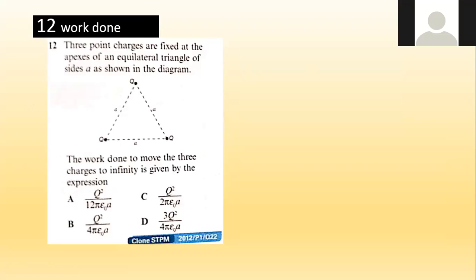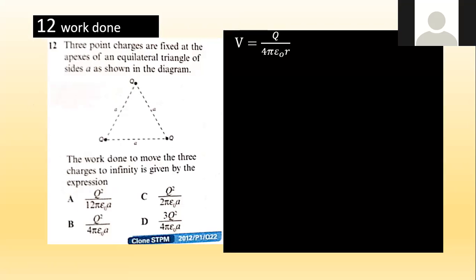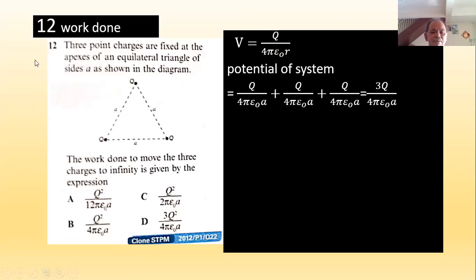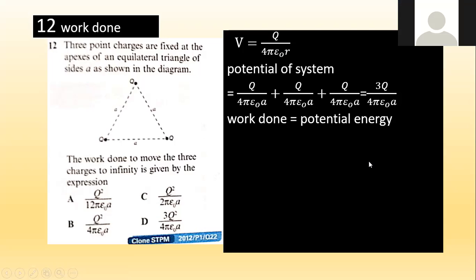The answer is D, right, sir? The work done to move the three charges to infinity is given by the expression D. So that's the potential formula you must know. Potential of the system, you just add them up for each of them. Yeah, because they say the sum of the algebraic, right, sir? Then work done is potential energy, V times Q.